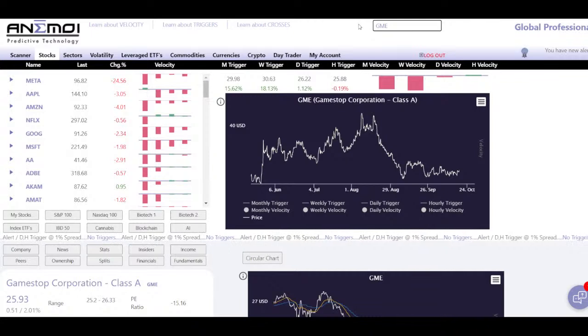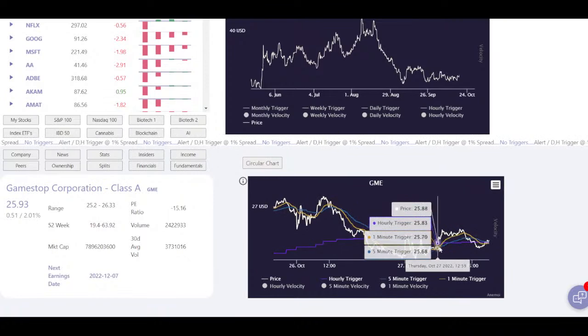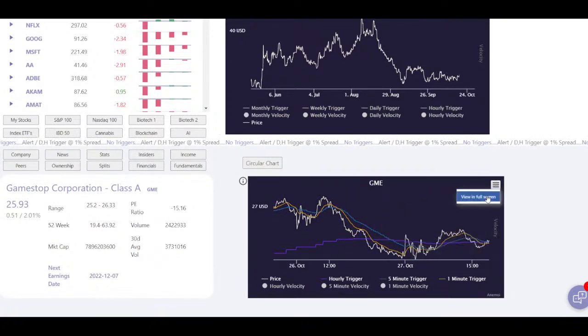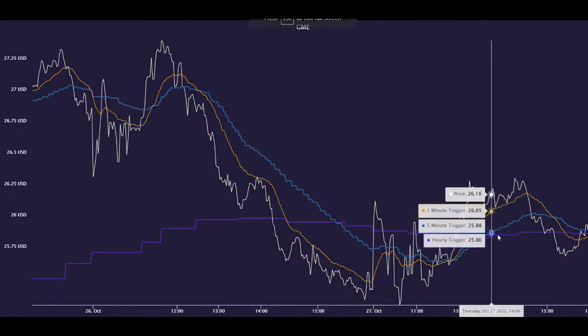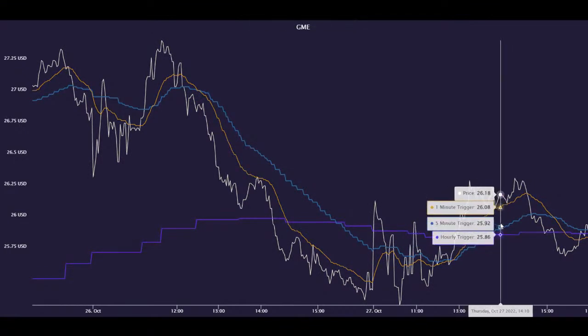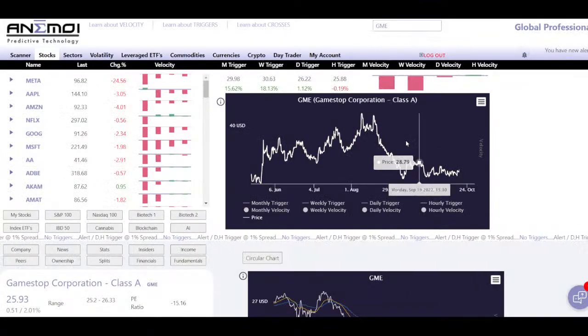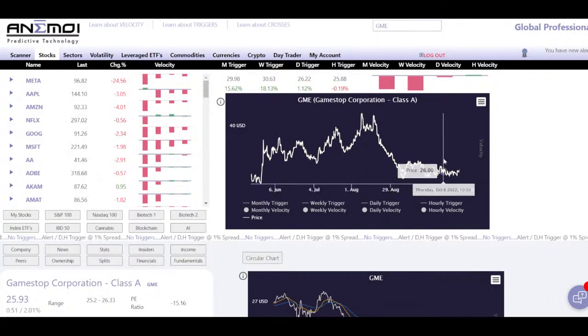Why does it need to stay above the certain trigger for a certain amount of time? It needs to stay above the trigger for long enough to print a velocity print. So on an hourly level, it needs to stay above the hourly trigger for an hour to print a positive hourly print. On the 5-minute trigger, it needs to stay above the 5-minute trigger for 5 minutes. 1-minute trigger for 1 minute. Daily trigger, price needs to stay above the daily trigger for a full day to get that positive daily print.